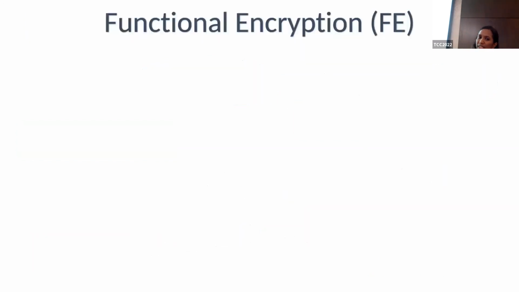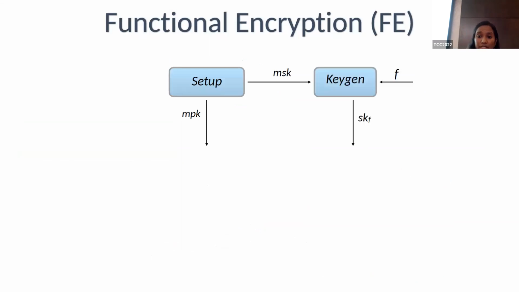But before that, let me recap the syntax of a functional encryption scheme. First, you have the setup algorithm, which sets up your master public key and the master secret key. Then you have the key generation that takes in the master secret key and the function f, and it would give you a functional secret key, say skf.